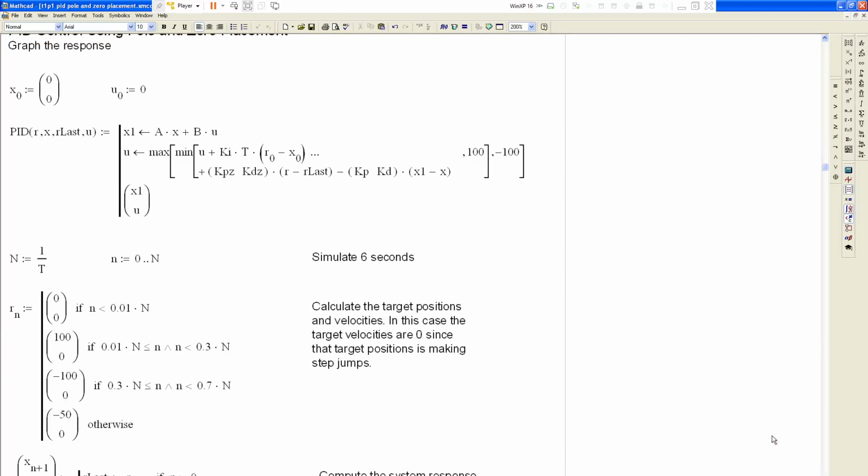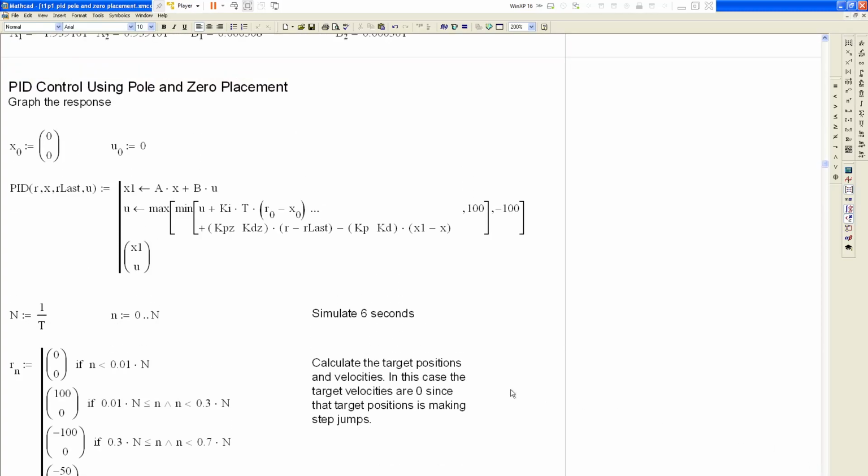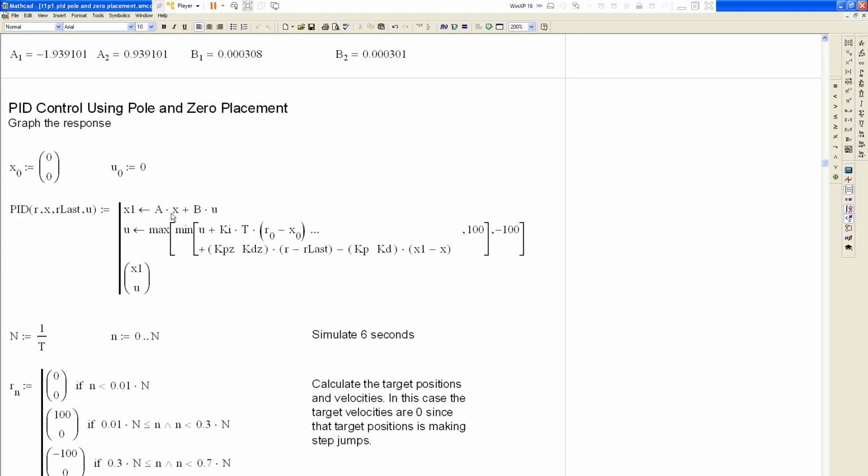So let's go on down. This is the simulation, and this is my state space update. So I have R, which is my target position, X, it's actually a target position and target velocity, and this is my actual position and velocity. This is my last reference, and this is my control output. So this is updating the state. So this is the new state. X is the last state. And what's interesting here is I'm using the incremental mode to update my control output.